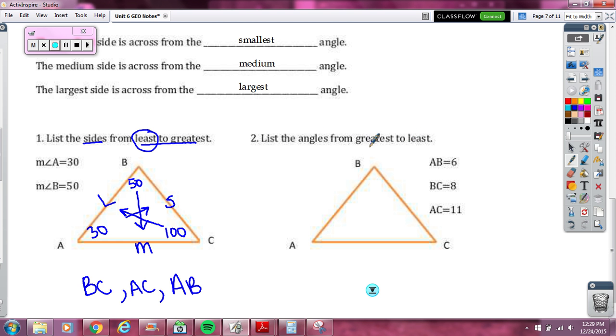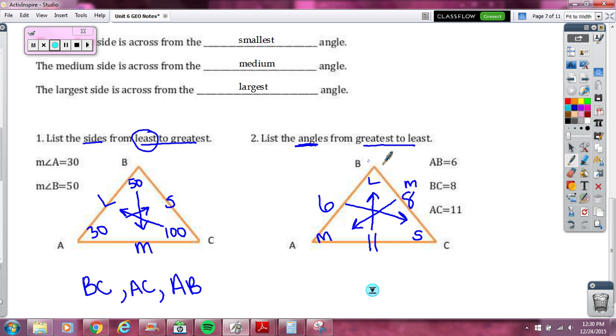List the angles from greatest to least. All right, they're giving me this information over here. I'm going to put it in the picture. AB is 6, BC is 8, AC is 11. And now I'm asked about the angles, so let's see which one would be the small, medium, and large. 6 is the smallest of these three, so the smallest side is across from the smallest angle. The medium side is across from the medium angle, and the largest side is across from the largest angle.